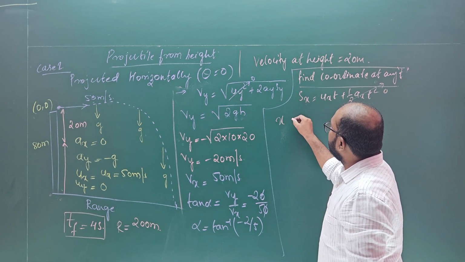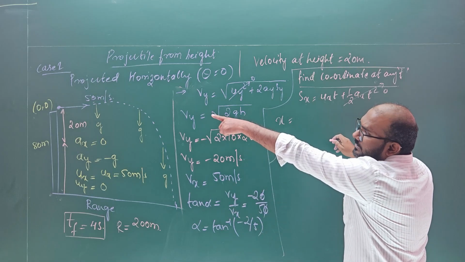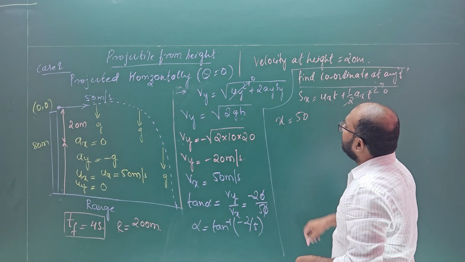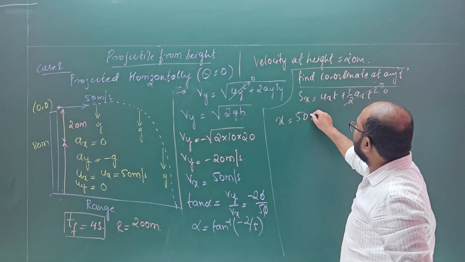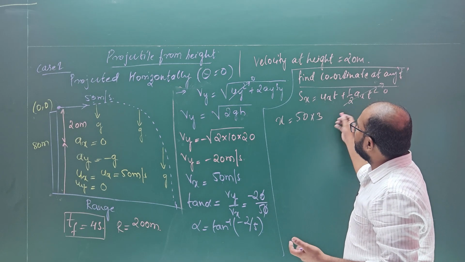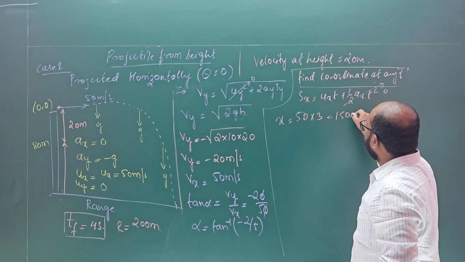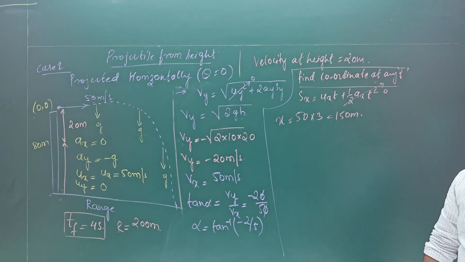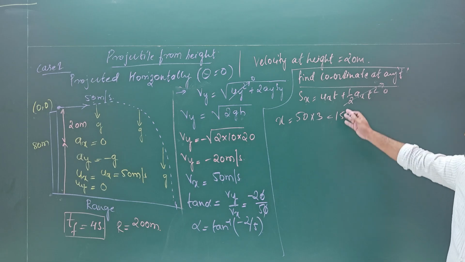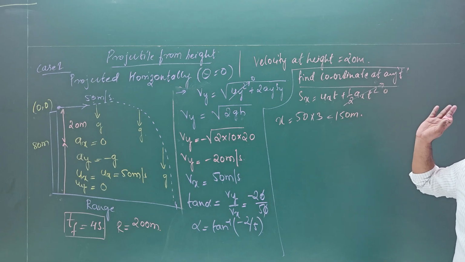Substituting this value, x equals the initial velocity, that is 50, into time, let's say 2 seconds, no, take 3 seconds. So this becomes 3 and this is obviously 0. This is nothing but 150 meters. Look, the range is still 200. Okay, if you substitute 5, it means out of the range.